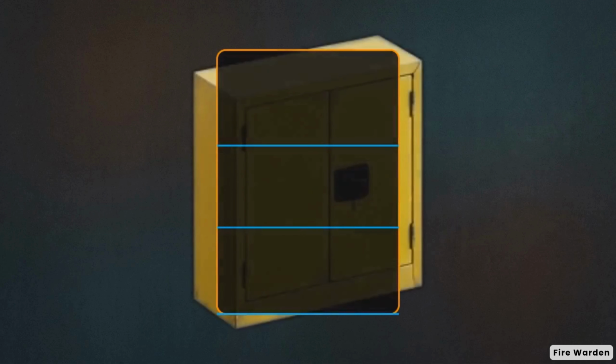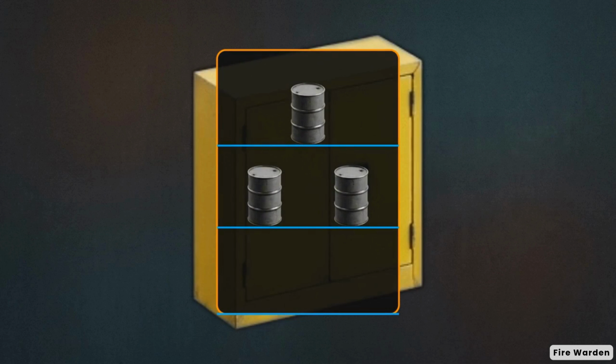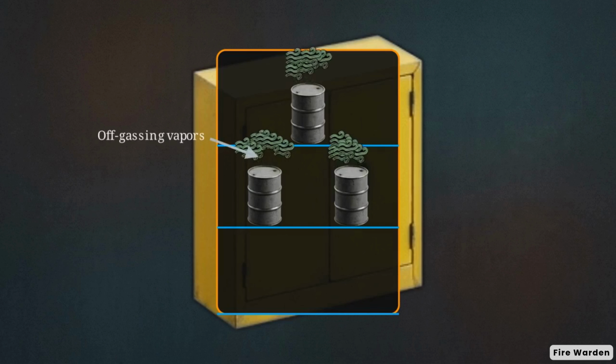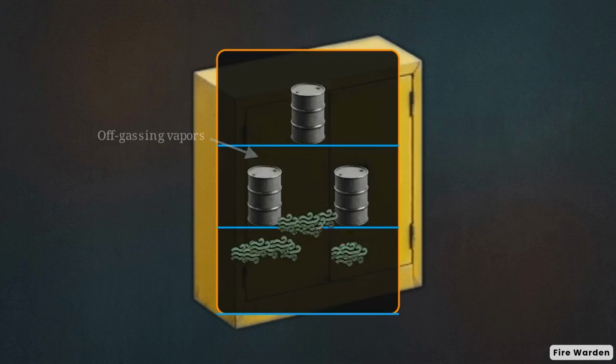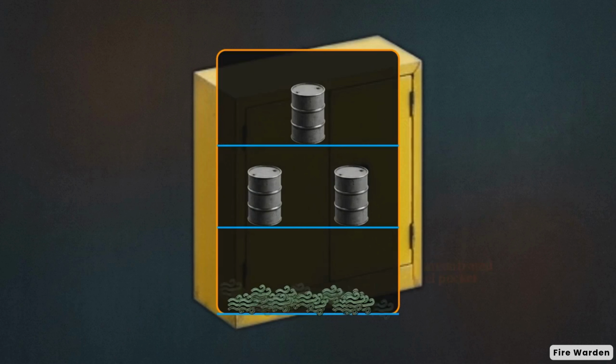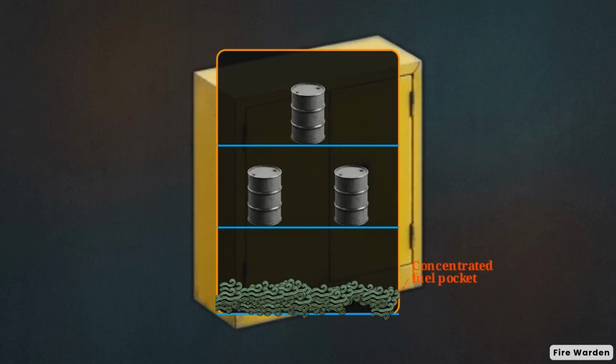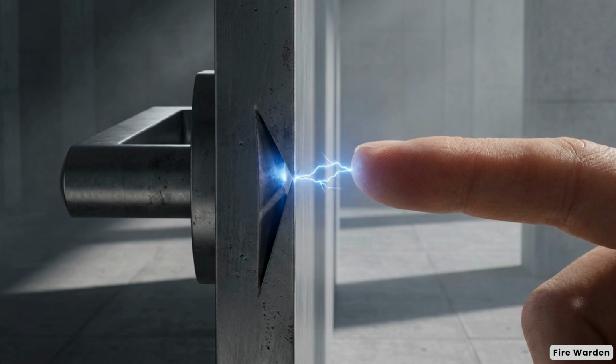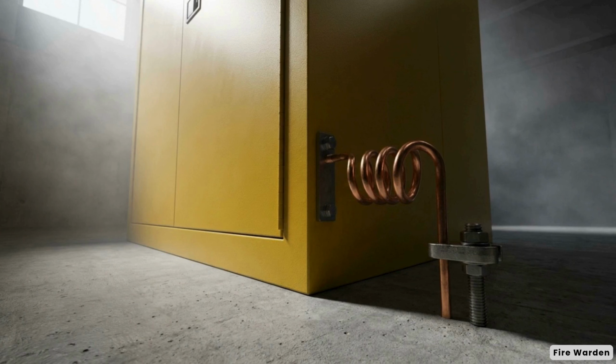This cross-section of a storage cabinet shows vapor pressure in action. Invisible gas off-gases from the containers, pooling and concentrating near the bottom of the unventilated space. A single static discharge can ignite that concentrated pool. Grounding, bonding, and using fire-rated cabinets are absolute requirements to isolate the vapor from random sparks.